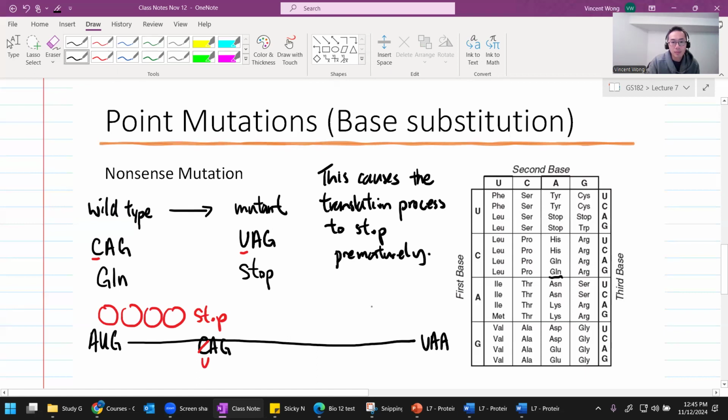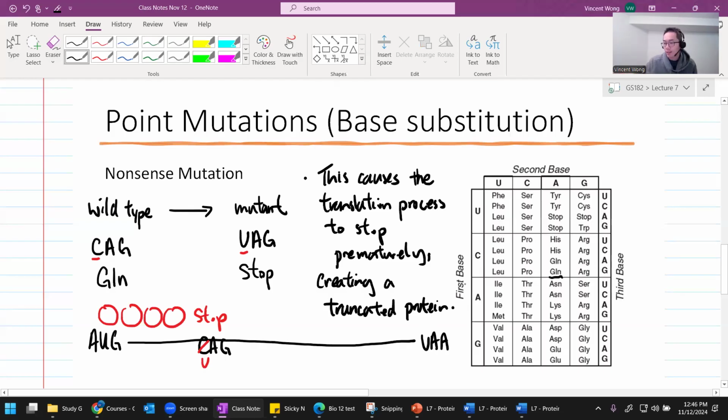Okay. We're not supposed to stop. We still have like five, six, seven more amino acids to build, but the nonsense mutation caused it to stop. So it creates a truncated protein. Truncated means shortened. Truncated protein.